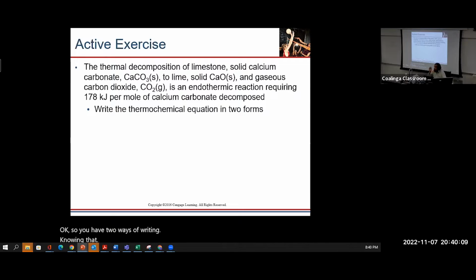Knowing that, write the chemical equation in both forms for this reaction. It says, the thermal decomposition of limestone, solid calcium carbonate, to lime, solid calcium oxide, and gaseous carbon dioxide is an endothermic reaction requiring 178 kilojoules per mole of calcium carbonate.